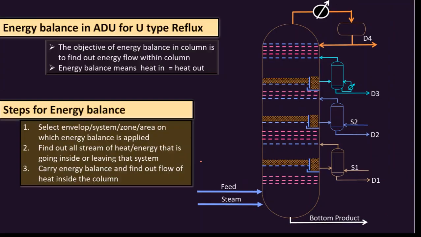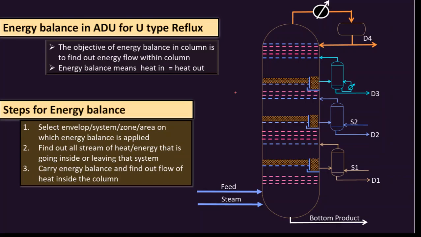For that, the first thing we should know is that we have three different types of atmospheric distillation column depending on the type of reflux, that is type U, type A and type R. So this is the example of type U reflux, where we are going to do the energy balance.